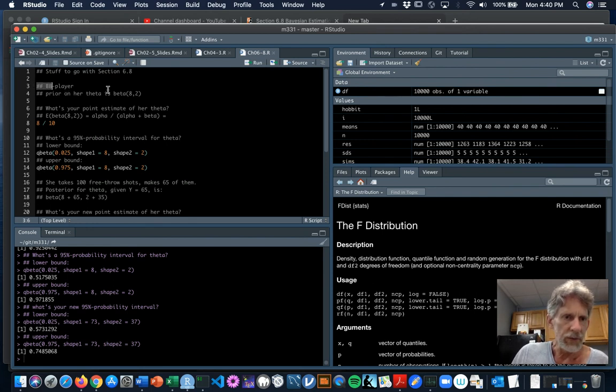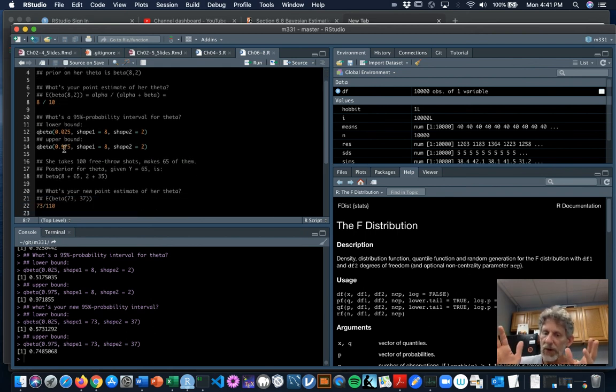So we've got our basketball player, and let's say that she's a random pick from a population that we know is shaped like a beta 8,2. The alpha is 8, the beta is 2. So what would be your point estimate for what her theta is without any data to consider about her, just the fact that she comes from this population? So I would suggest using the mean of the population. So alpha over alpha plus beta, so that would be 8 over 8 plus 2, 8/10, 0.8. Your best guess is she has an 80% chance of making each shot.